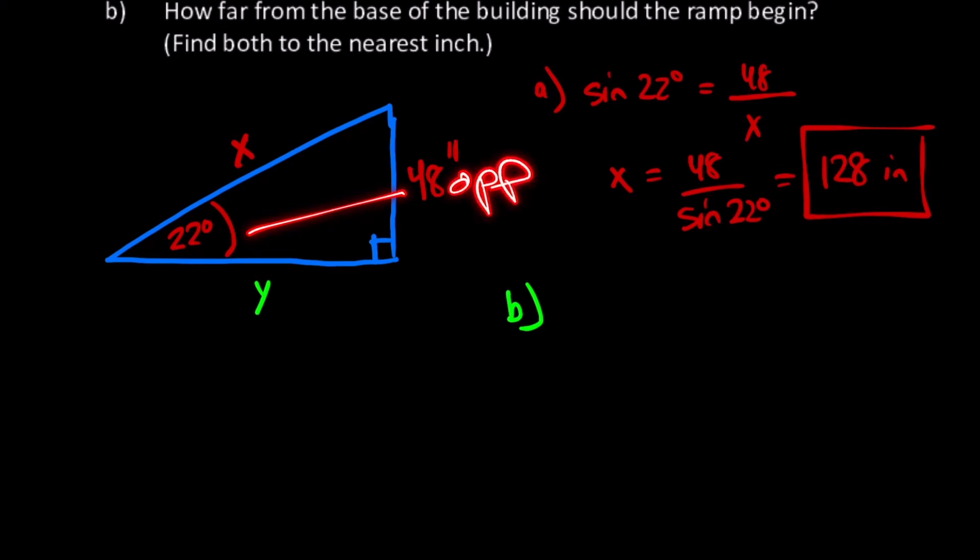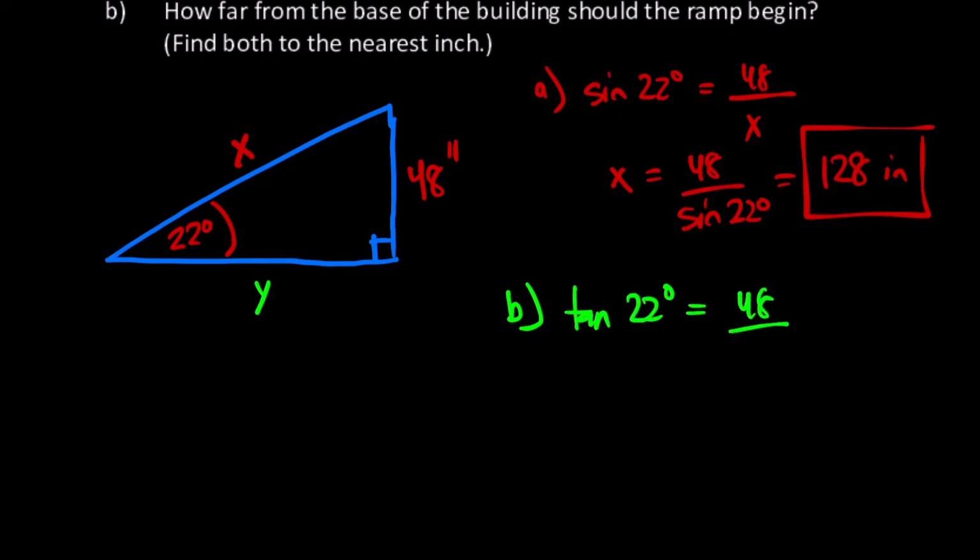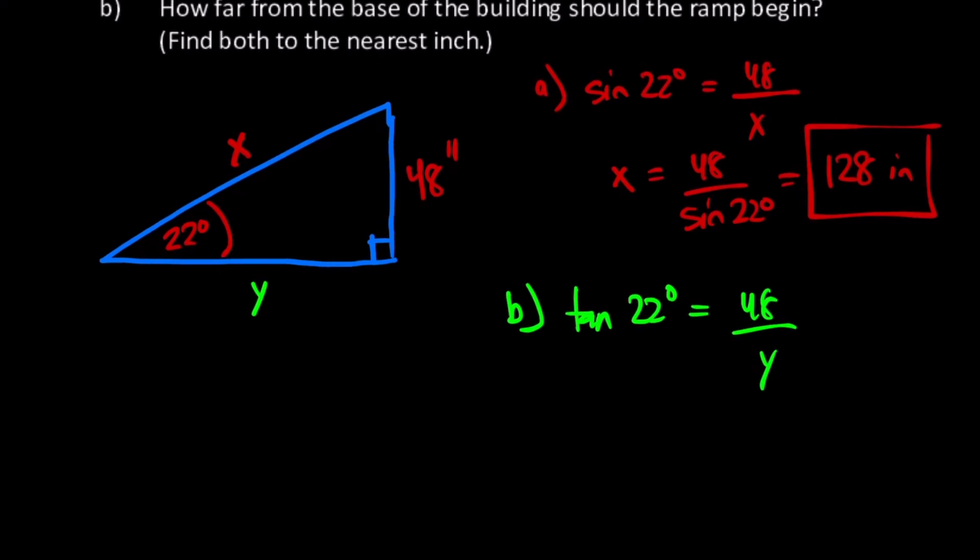Like I said, that's opposite, that's adjacent. We're going to be using tangent here. So tangent of 22 degrees equals opposite 48 over y. Same type of equation, switch and go. So y equals 48 over tangent 22. And it's already in inches, like we said. Plug that in and you get 119, which makes sense.